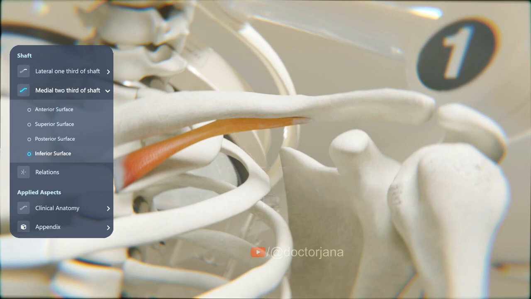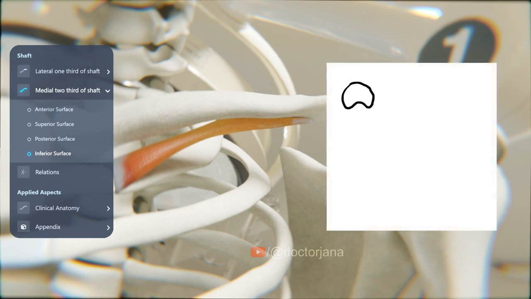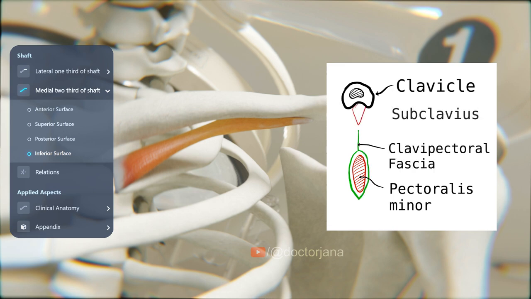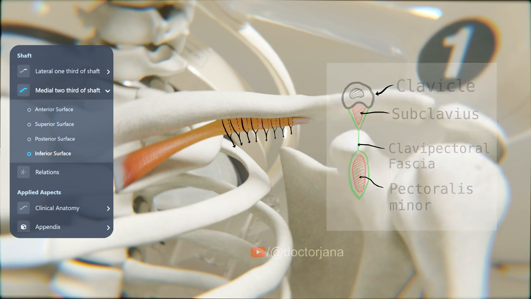Let me explain. See, this is the clavicle on a sagittal section. This muscle is the pectoralis minor muscle. This strong sheet of fascia between the clavicle and the pectoralis minor is called the Clavipectoral Fascia. This muscle below the clavicle is the Subclavius Muscle. The Clavipectoral Fascia splits to enclose the subclavius and is then attached to the two lips of the subclavian groove of the clavicle. So the two lips of the subclavian groove gives attachment to the Clavipectoral Fascia.